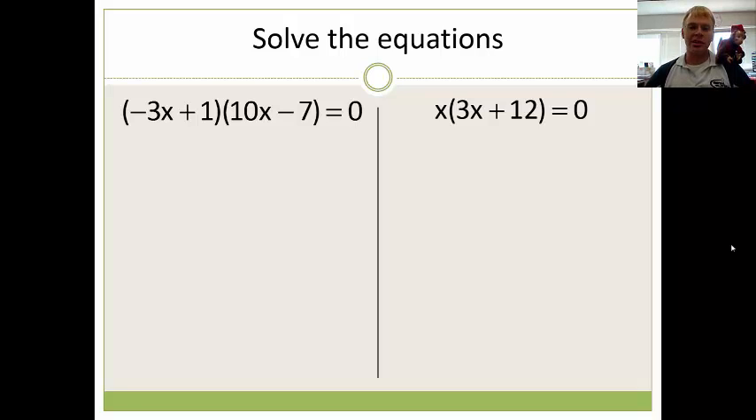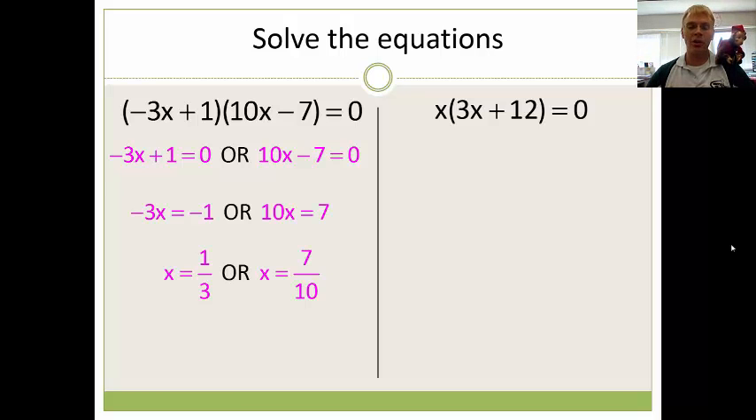Okay, so let's look at some examples here. Our first example, we have negative 3x plus 1 is a factor, that's a binomial, and 10x minus 7 is a factor. They equal 0, so that means one of them has to be 0. Since we don't know which one it is, we have to find the solution for each possibility. So we set up negative 3x plus 1 equal to 0 and 10x minus 7 equal to 0, and then solve both equations. And we get our two solutions there.